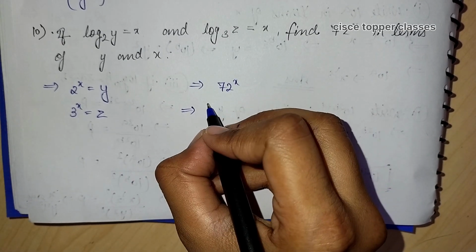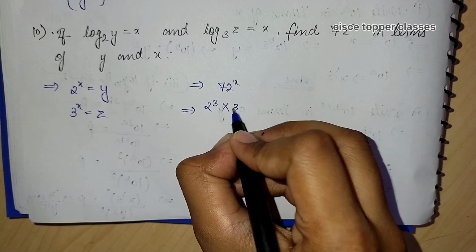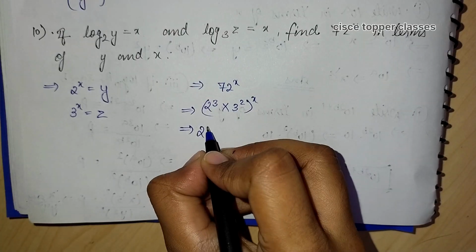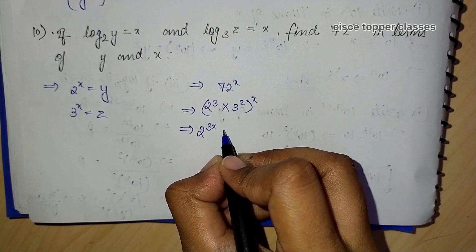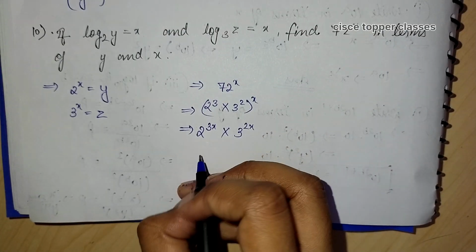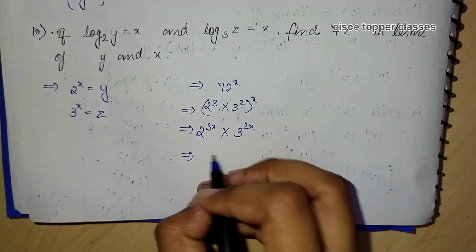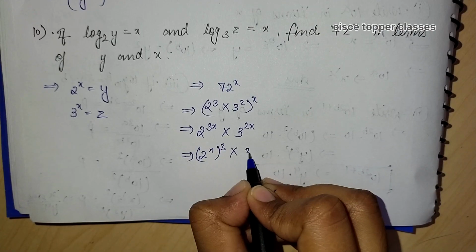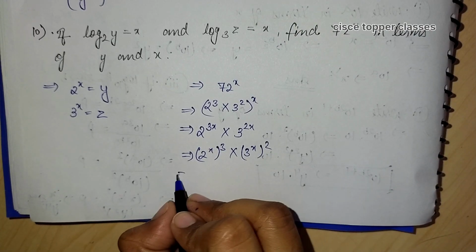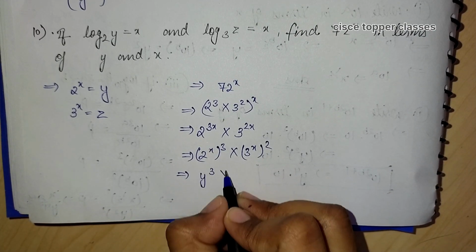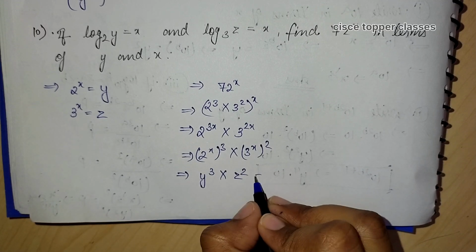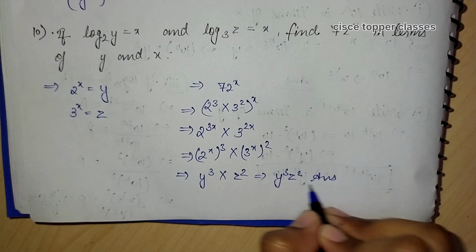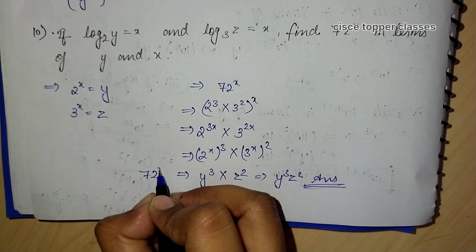so we can write it as 2 cube into 3 square the whole power x. So here also 2 की power 3x on opening the bracket and 3 की power 2x. So simply we can write it here as 2 की power x का whole cube into 3 की power x का whole square. So it will be y की power 3 into z का square. So y की power 3 and z का square is the answer here, means the value of 72x, which is asked in the question.